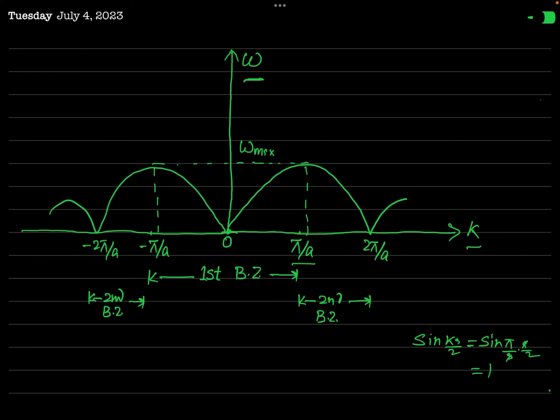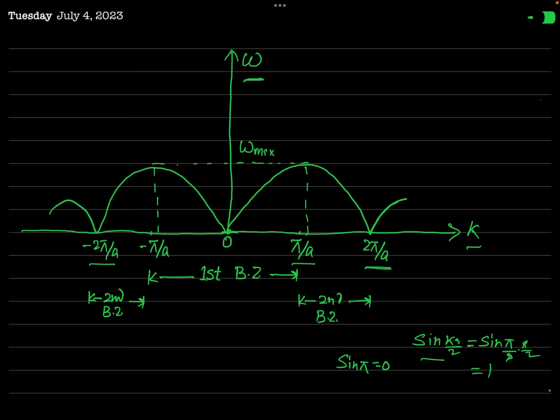And after this, when k increases, the value of this sine function decreases, and when k is equal to 2 pi over a or minus 2 pi over a, then there will be sine pi. And sine pi is equal to 0, and so this omega becomes 0. And in this way, periodically this function varies with k.